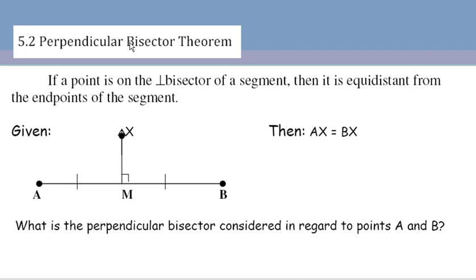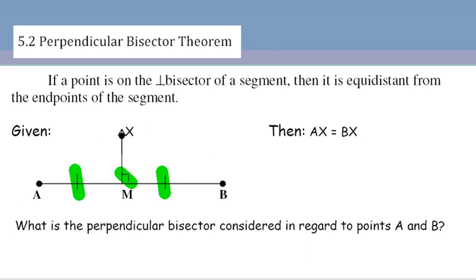And now we have a theorem. It is the perpendicular bisector theorem, and it simply states that if a point is on the perpendicular bisector of a segment, then it is equidistant from the endpoints of the segment. So here I know I have the perpendicular bisector because it shows me perpendicular and it shows me bisecting, which means that it is equidistant from the endpoints. So you can see here that point M is on this perpendicular bisector and is equidistant from A and B.